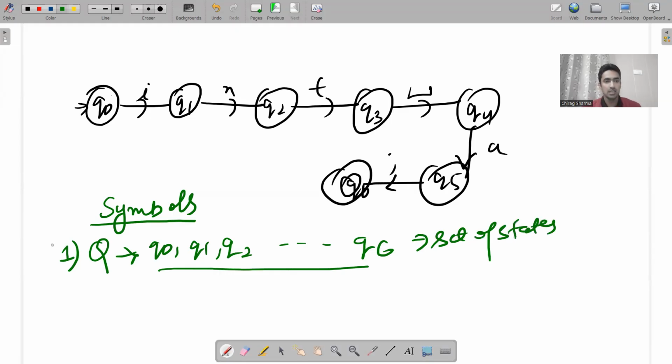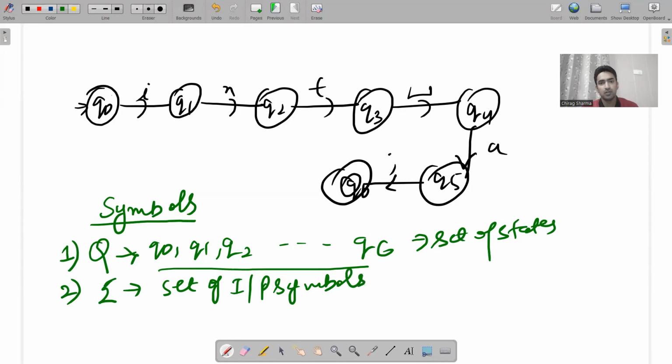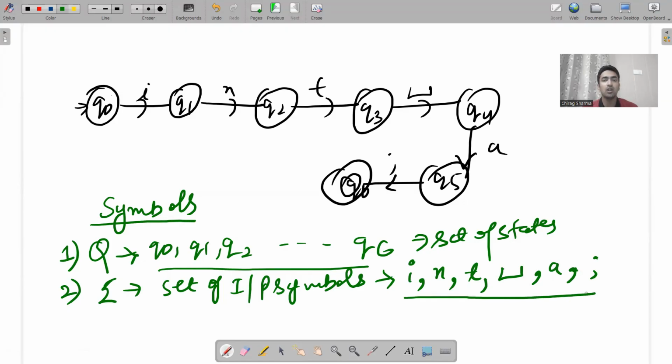Hopefully this is clear. Second, we use this symbol, sigma, and whatever terminology you want to give it, you can. This is known as the set of input symbols. What does the set of input symbols mean? Whatever input symbols you have used: I, then n, then t, then space, then a, then semicolon. These are all input symbols. The third symbol in use is delta, which is known as the transition symbol.